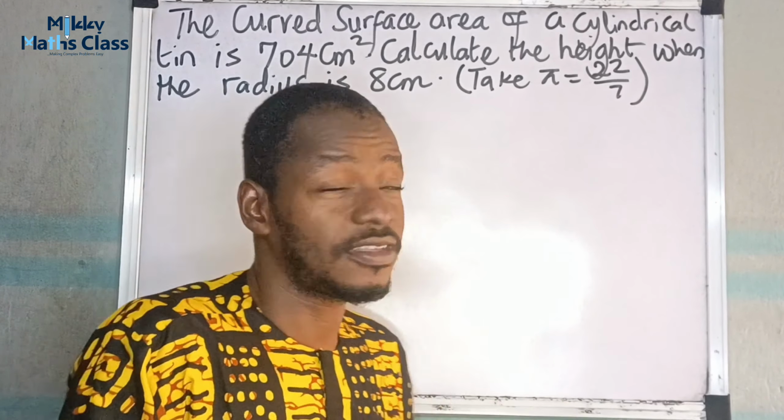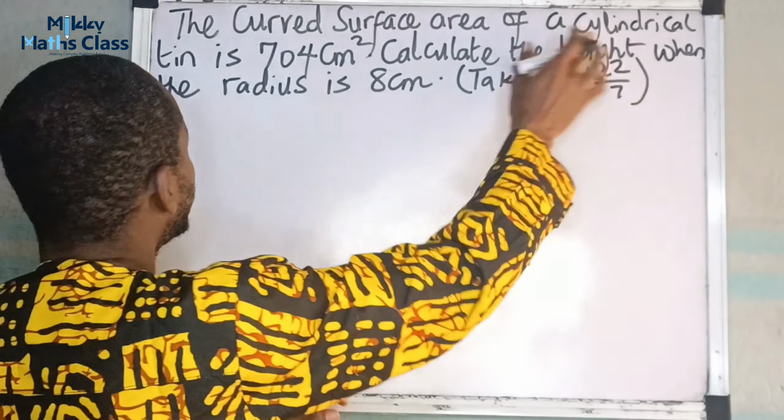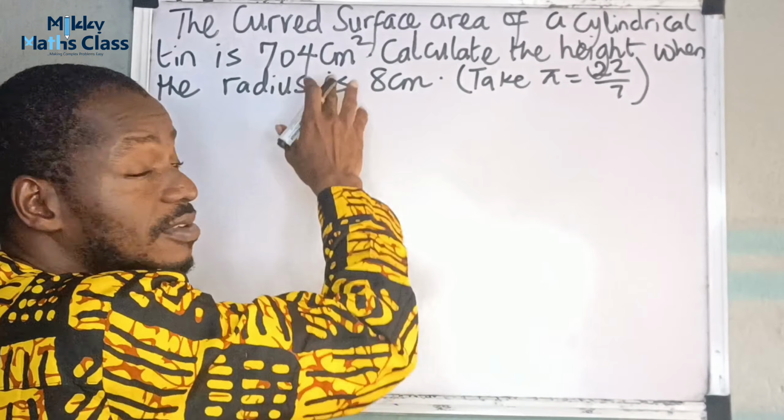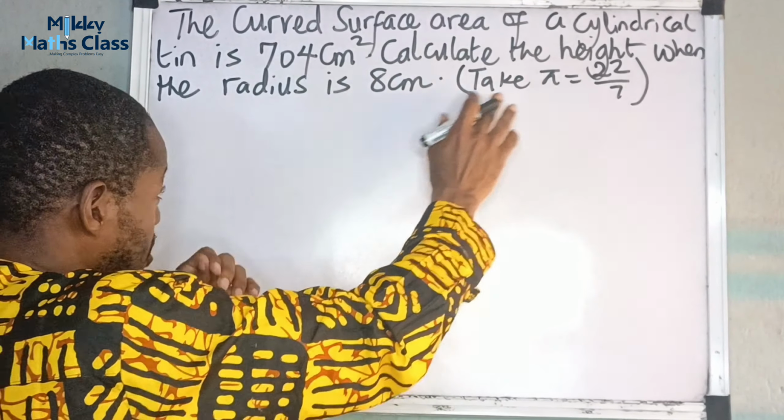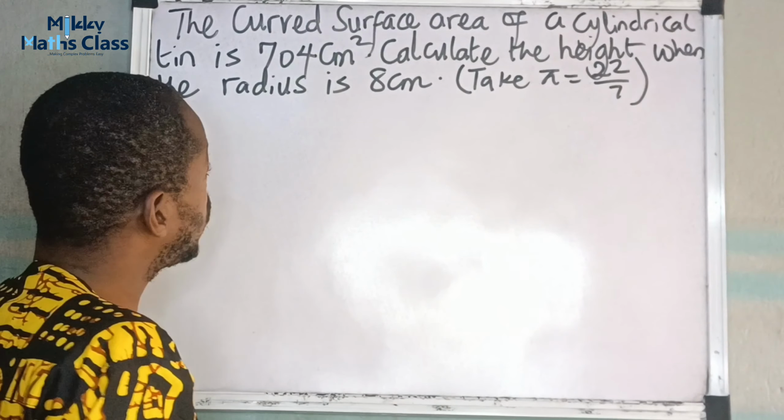Alright, let's look at the second example. The curved surface area of a cylindrical thing is 704 centimeters square. Calculate the height when the radius is 8 centimeters. Take our pi to be 22/7.